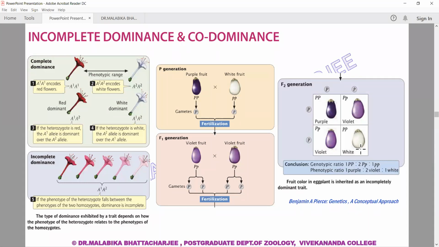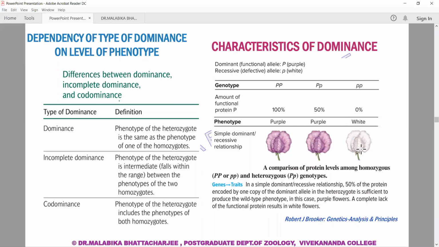So in this case, the Mendelian monohybrid phenotypic ratio of 3:1 actually becomes 1:2:1. So the phenotypic ratio has changed, and the phenotypic ratio shows similarity with the genotypic ratio. So this is the concept of incomplete dominance. I'll go over another small important point regarding the characteristics of dominance.